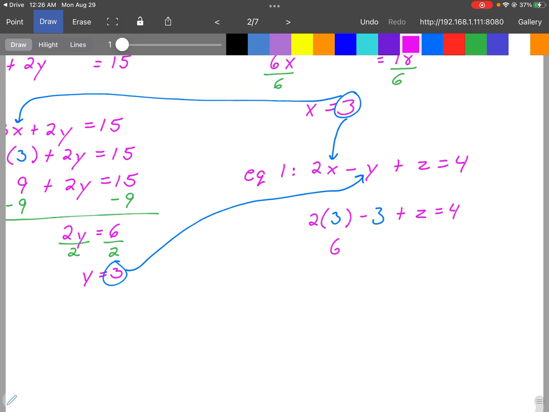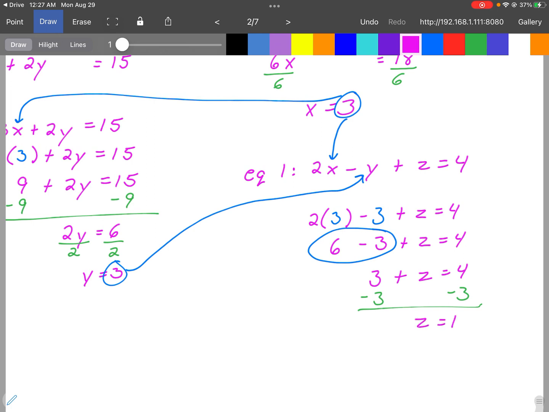All right, once I have it rewritten, I'm going to go down here, and I know that the x is going to get plugged in here, and the y is going to get plugged in there. So that gives me 2 times x, which is 3, minus y, which is also 3, plus z equals 4. So then 2 times 3 is 6. Then I have minus 3 plus z equals 4. Then I can go ahead and combine those together. So 6 minus 3 is 3. So 3 plus z equals 4. And then the last thing is to subtract that 3 on both sides. And then that gives me z equals 1. So I have x, y, and z. I'm ready to write my answer.